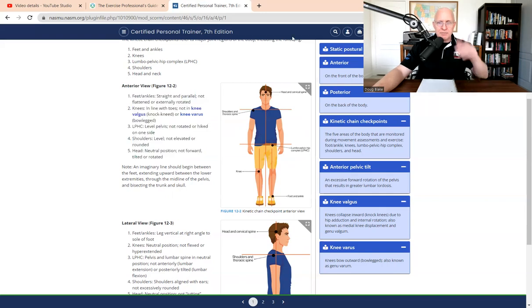Let me say that again. You need to know what the normal front view and lateral view is for each of these five kinetic chain checkpoints. You need to know what is normal. You have to understand that a, quote, normal LPHC is like this, not like this. Once you know what is normal, it's easy to understand the distortion patterns, okay?